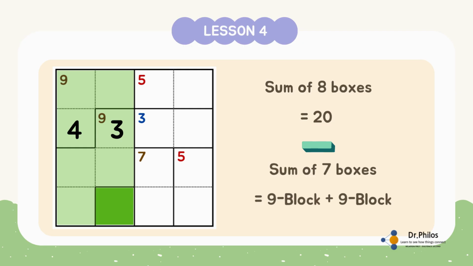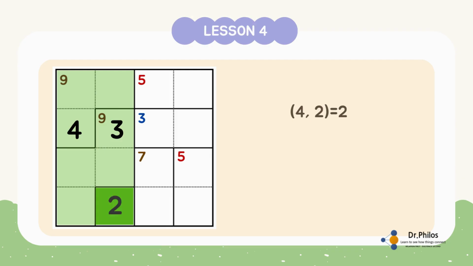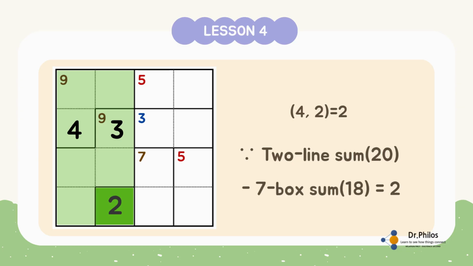4, 2 is 2, because the 2-line sum of column 1 and column 2 is 10 plus 10 is 20, and the sum of 7 boxes among them is 9 plus 9 is 18. So 20 minus 18 is 2.